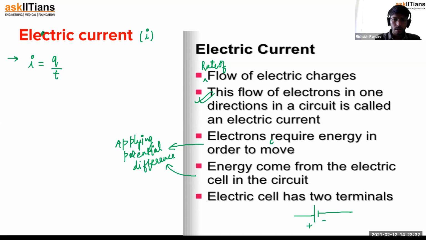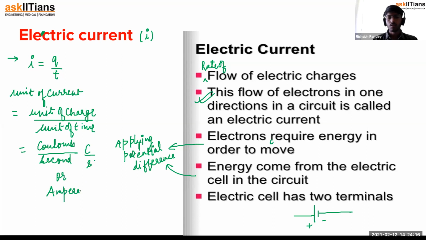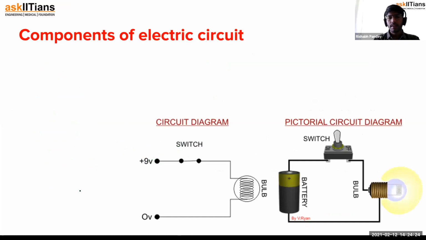And for the electric current, if I say the unit of current, then it will be unit of charge upon unit of time, and the unit of charge is coulomb, and time is second. So the unit of current can be coulomb per second, right? Or you can also say it in a common term, that is ampere. So for the units, we can either write it as coulomb per second or we can write it as ampere, right?